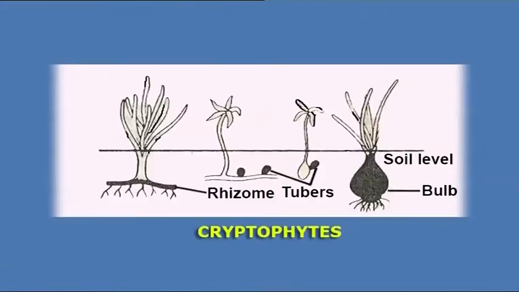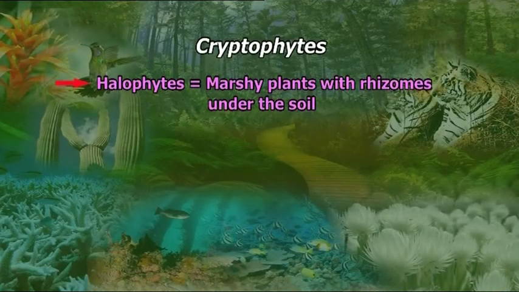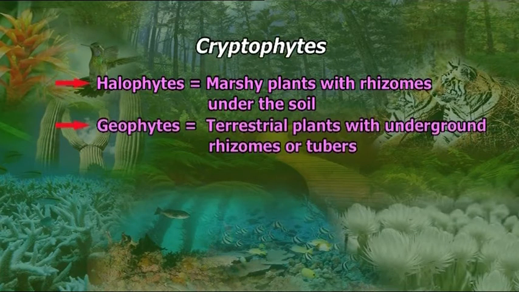Cryptophytes. Their buds are completely hidden in the soil as bulbs and rhizomes. Most of them are found in arid zones. Cryptophytes also include helophytes, that is marshy plants with rhizomes under the soil, and geophytes, that is terrestrial plants with underground rhizomes or tubers.